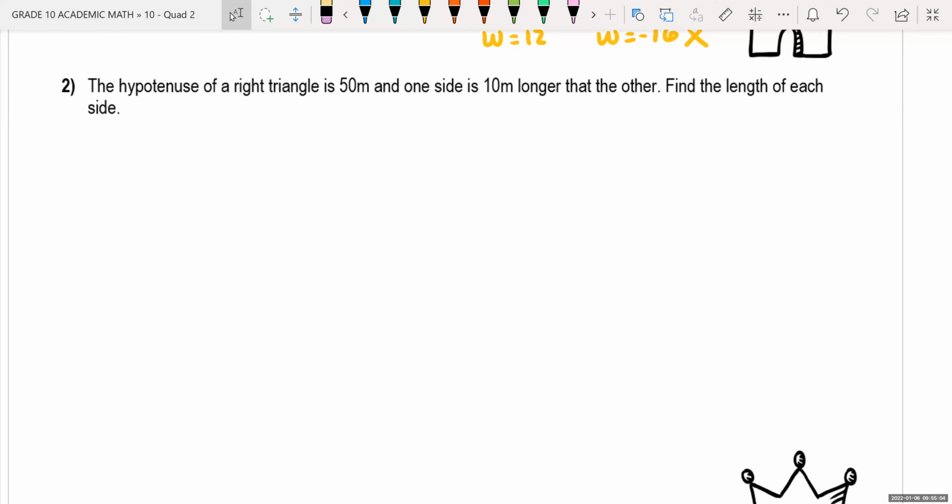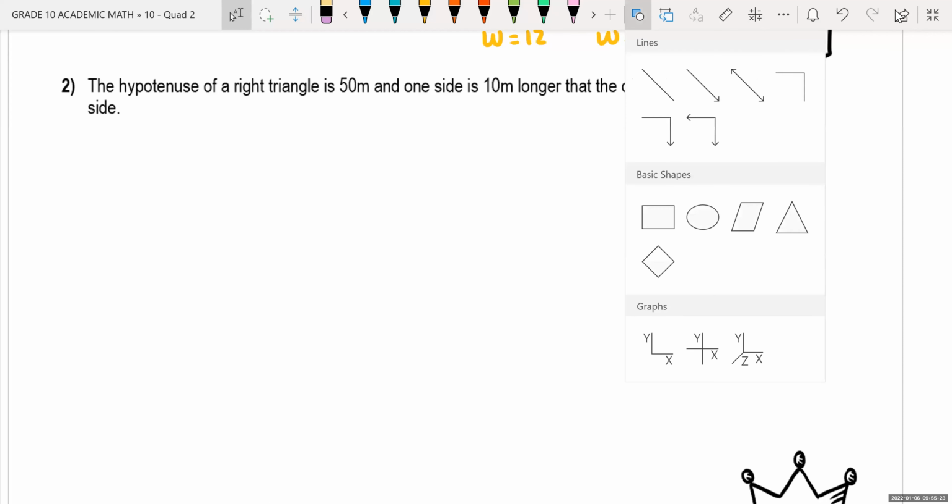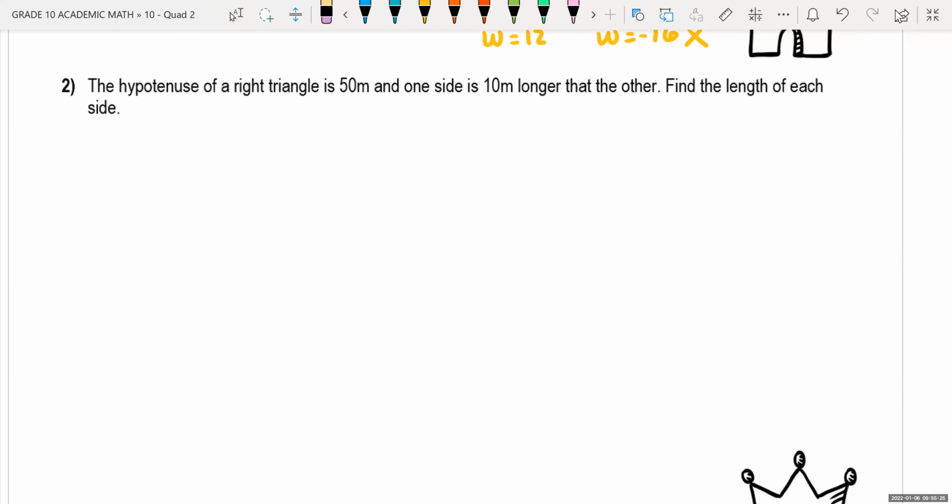Okay. All right, question number 2: the hypotenuse of a right angle triangle is 50 meters and one side of the triangle is 10 meters longer. That shouldn't say that, it should say than the other. Find the length of each side. Okay, so let's begin.